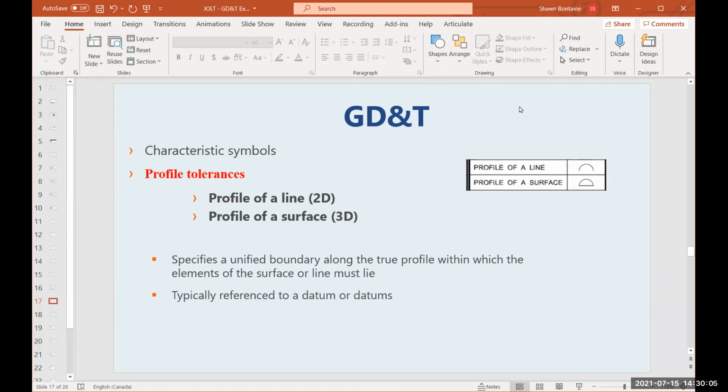So profile of a line is typically applied to parts having varying cross sections. We have something that tapers up to a knife edge and we want to control the actual knife edge. That would be profile of a line. Profile of a surface is 3D. Not only does it act over the length of the feature, but also over the thickness. So again, our dimensions that go back to our datums tend to be our basic dimensions, giving us our theoretical perfect location of our actual surface. And then in the feature control frame, it gives you a band that the actual surface can fall within.